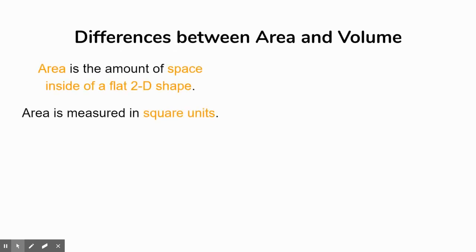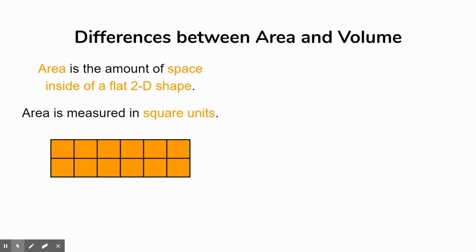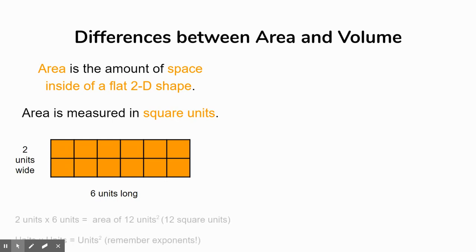Area and volume are very similar, but there are some differences. Again, area is the amount of space inside of a flat two-dimensional shape. It's measured in square units. So this rectangle is made out of 12 units. We would multiply the length times the width, those two dimensions. 6 times 2 gives us 12 square units.